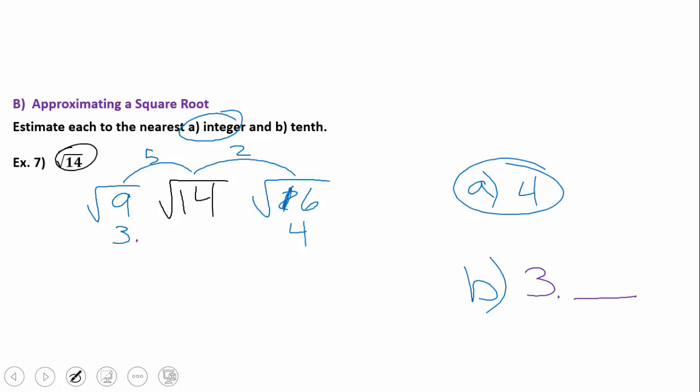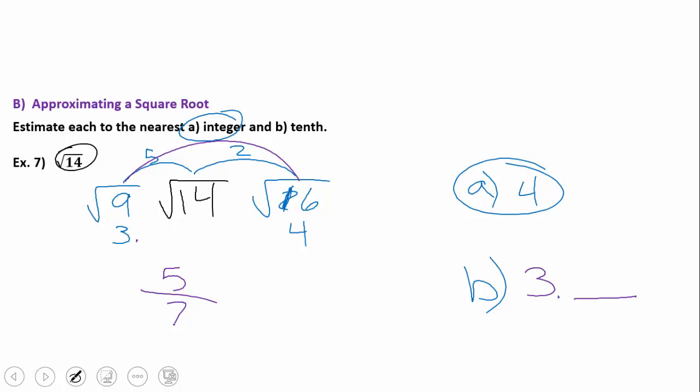And to find that decimal very quickly, I take the distance between the target number and the one before. So between the square root of 9 and the square root of 14, that's 5. And I divide that by the distance between the two perfect squares. So between 9 and 16, that's 7. So now I have this fraction, 5 over 7.